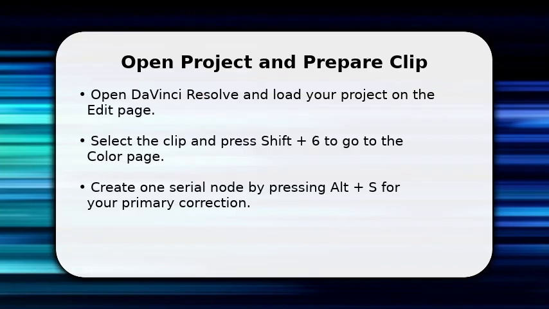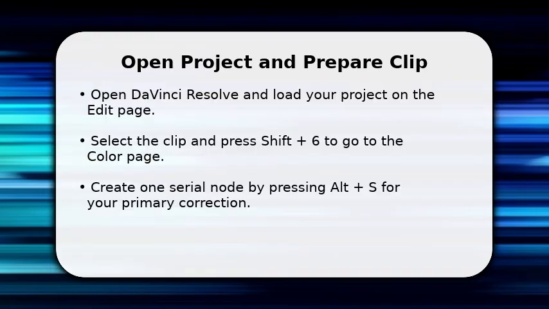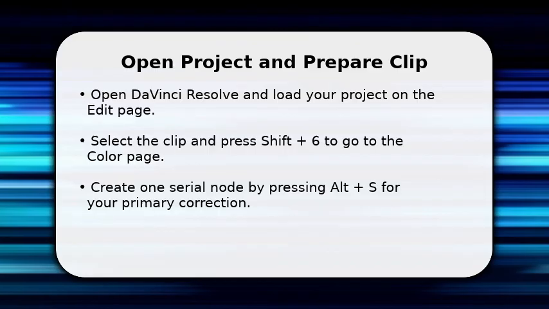Create one serial node by pressing Alt+S for your primary correction. Label the node if you want by right-clicking and choosing a name. This prepares the clip for targeted color changes and node-based adjustments.